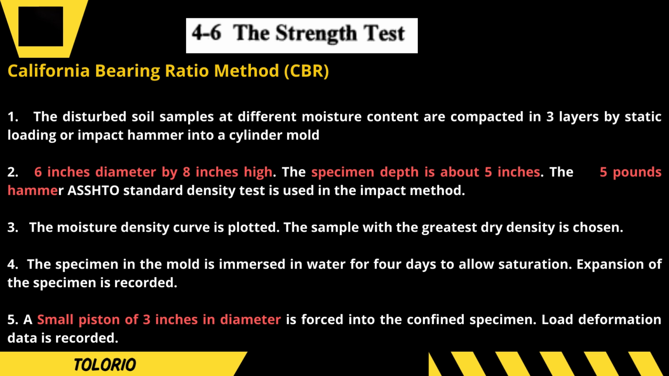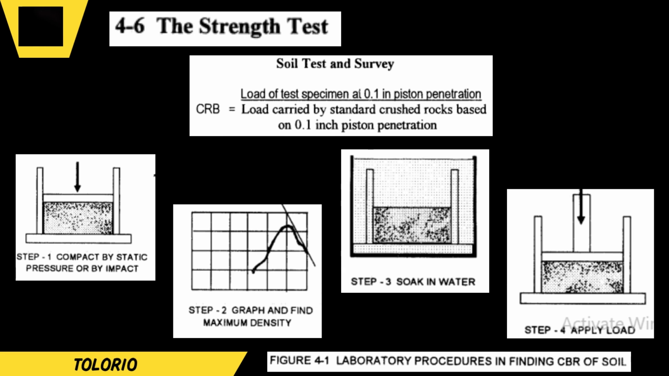4. A small piston of 3 inches diameter is forced into the confined specimen. Load deformation data is recorded. The California bearing ratio is computed as follows. CBR equals load of test specimen at 0.1 inch piston penetration over load carried by standard crushed rock based on 0.1 inch piston penetration.